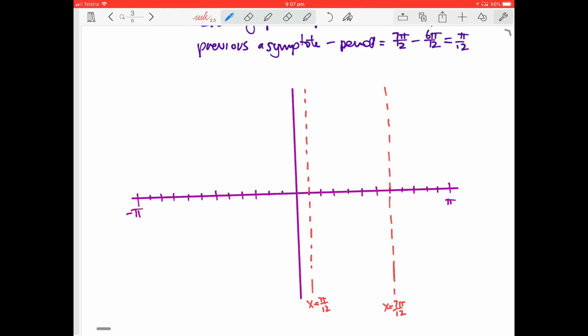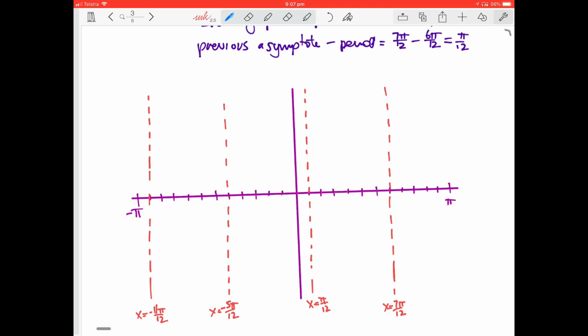Okay, we've got to go back 1, 2, 3, 4, 5, 6, because that's when our next asymptote occurs, because our period is 6 pi on 12. So negative 5 pi on 12. Then if we go back 6 again, we're going to go to negative 11. Don't forget it's a label, x equals negative 11 pi on 12.